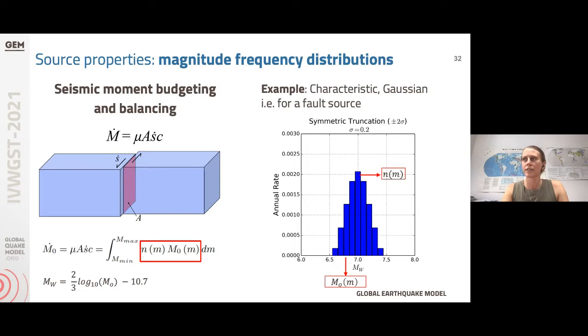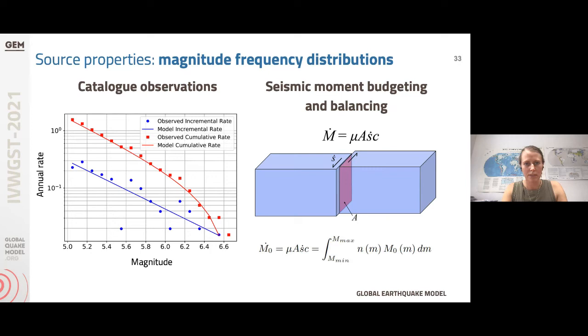The example on the right is showing this for a characteristic Gaussian magnitude frequency distribution, for example, for a fault source. In each of these magnitude frequency distributions, there's an important parameter, which is the maximum magnitude that we assign to the source.